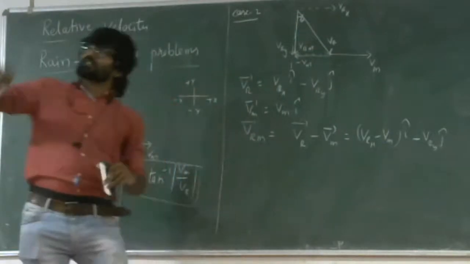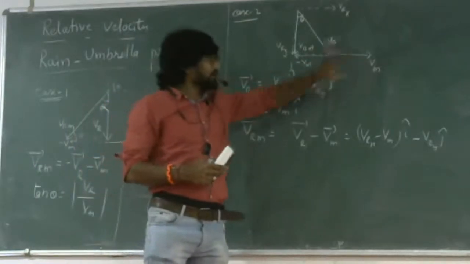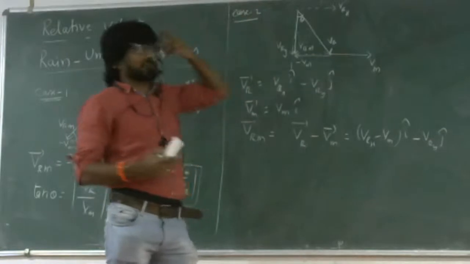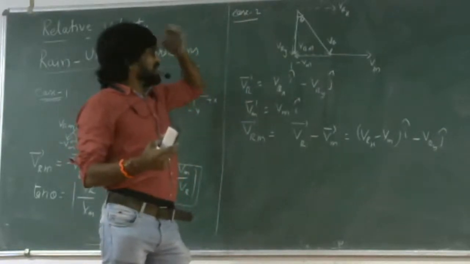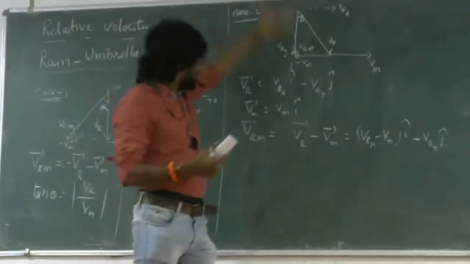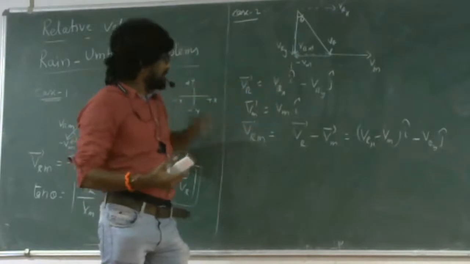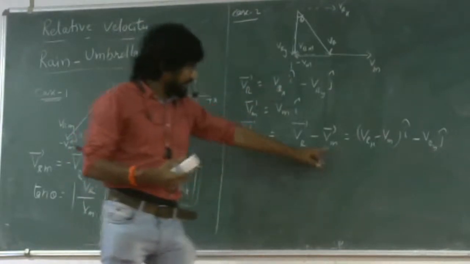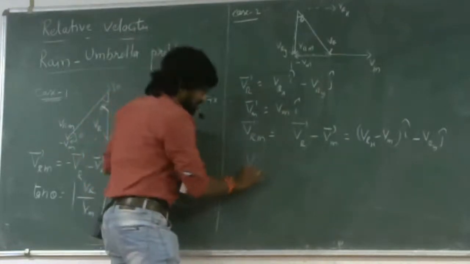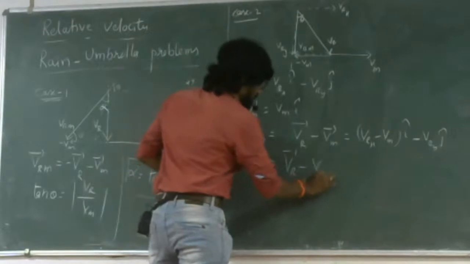Whereas you may come across some other cases also. If the man is moving with some particular speed, the question may come like this: for the rain to appear to be falling vertically down, what will be the velocity of man, if you are asked? Velocity of man, you can write this as velocity of man is equal to velocity of rain minus velocity of rain with respect to man.